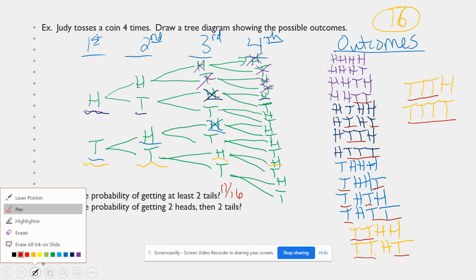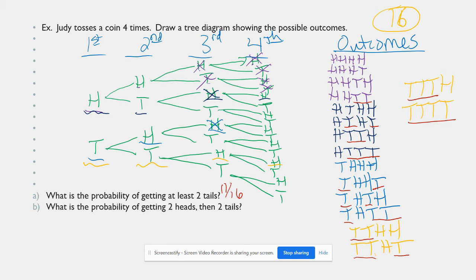It asks now, what is the probability of getting first 2 heads, then 2 tails? So that is asking you for a specific order. And this one right here, our fourth one, is the only one that works. So it's 1 out of 16.